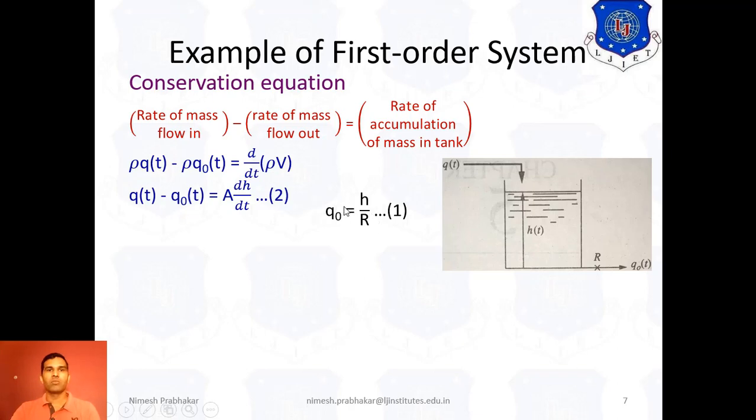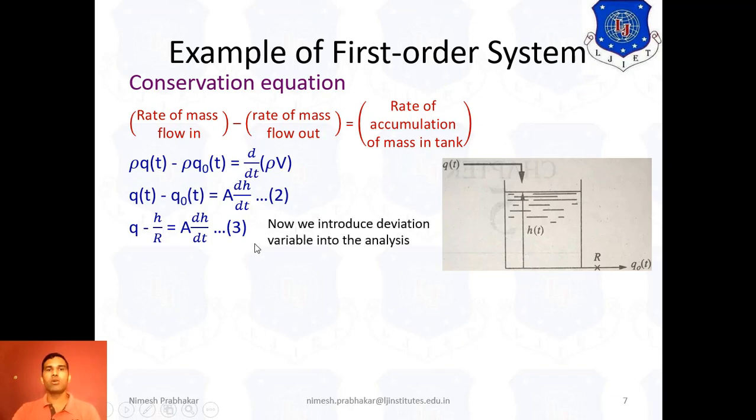So putting the value of Q0 in this equation, we get Q minus H by R is equal to A dH by dt. We can write Q(t) minus Q0 is equal to H by R, equal to A dH by dt. Now we introduce deviation variables into the analysis.